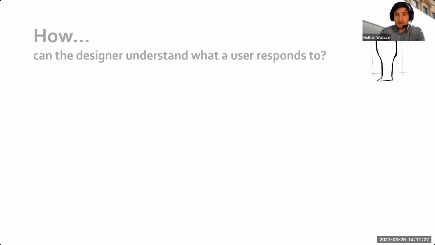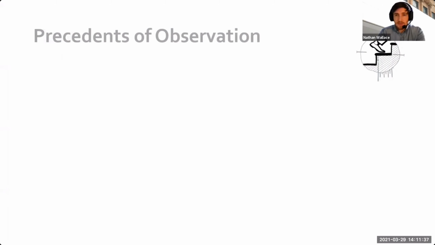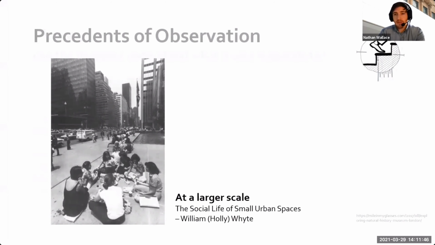Every design for a user has a list of criteria that the designer has or has not thought about. These are the principles of design. In the case of users, there are certain precedents that provide examples of observation. At a large scale, William White studies social interactions in urban environments. In the case of plazas, how people use architecture, how they interact with each other in context.